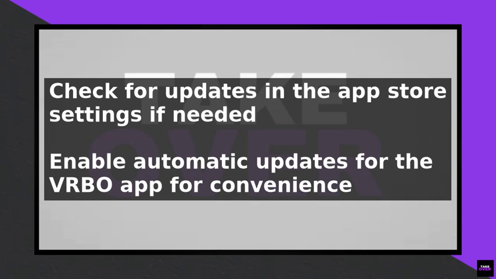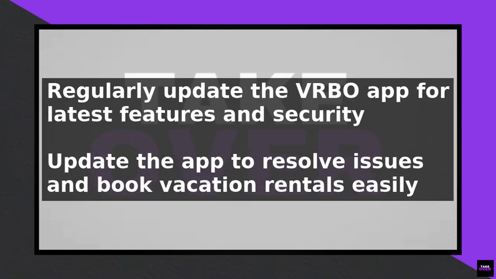Alternatively, you can also enable automatic updates for the Vrbo app. For iOS devices, go to the Settings app, then tap on the App Store, and toggle on the Automatic Downloads switch. For Android devices, open the Google Play Store, tap on the menu icon, then select My Apps and Games, and toggle on the Auto Update Apps switch.